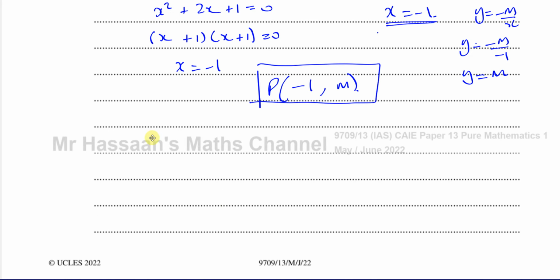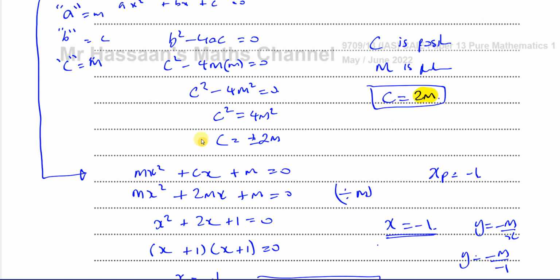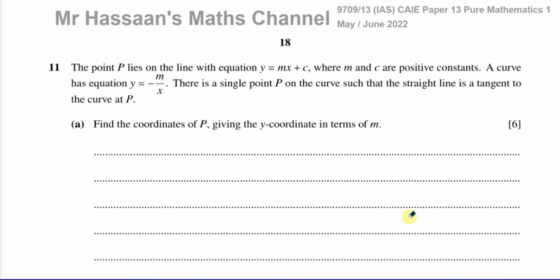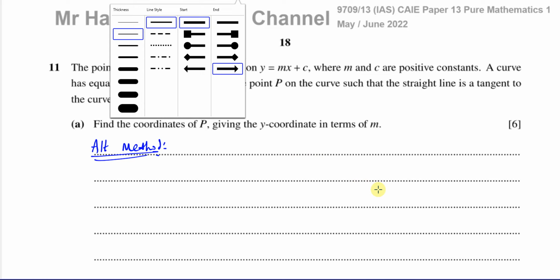Okay, now there is also an alternative method of solving this question. Here we've done it using the discriminant. We can also use another method, which I'm going to show you. I just made a bit more space by getting rid of all that writing, and I'm showing you the next method. So this is an alternative method, which we can use to get the same answer.